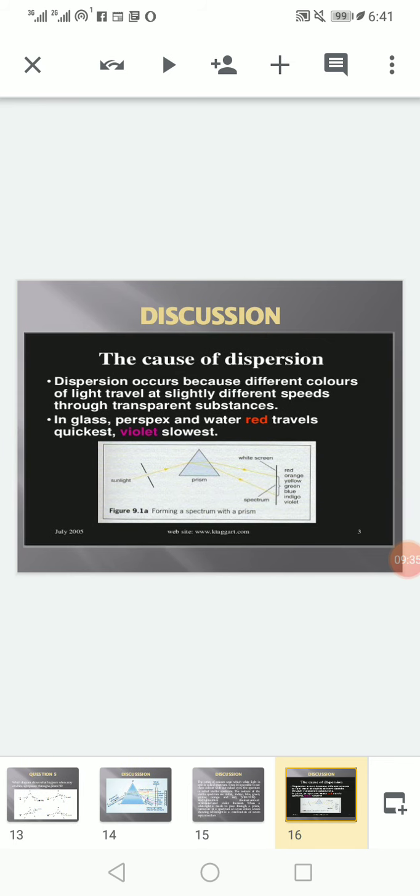Now, dispersion occurs because different colors of light travel at slightly different speeds through a transparent medium. What is responsible for dispersion is the difference in the speed of light as they travel from one medium to the other.